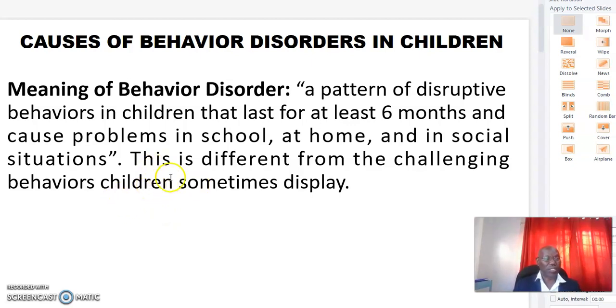First and foremost, I want to give the meaning of behavior disorders. Behavior disorder is a pattern of disruptive behaviors in children that lasts for at least 6 months and causes problems in school, at home, and in social situations. This is different from the challenging behaviors children sometimes display.